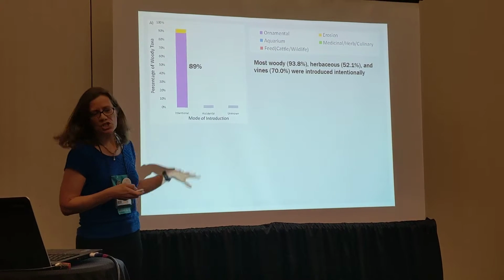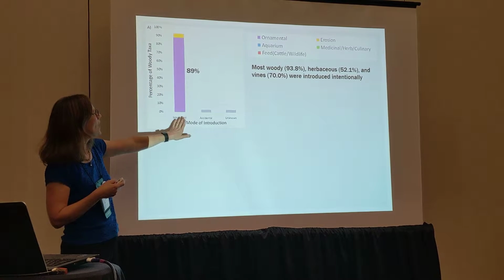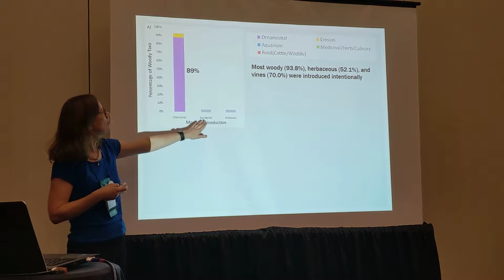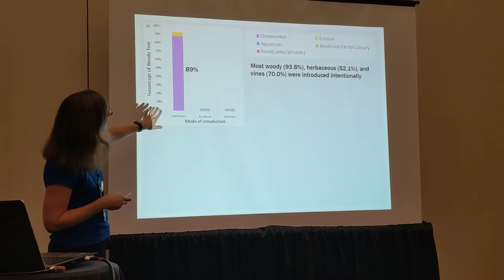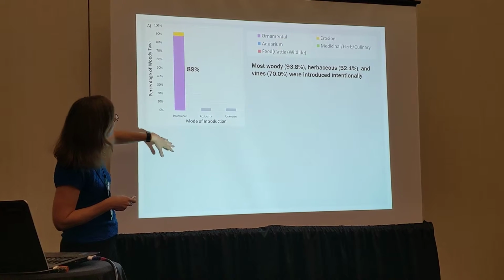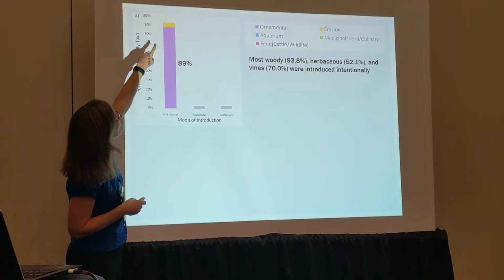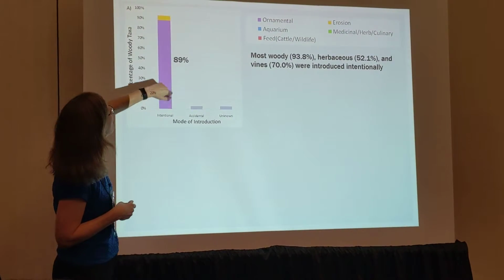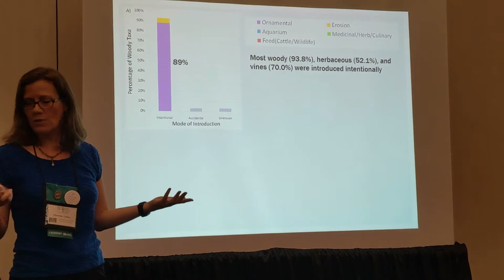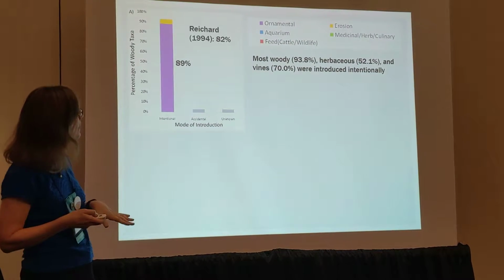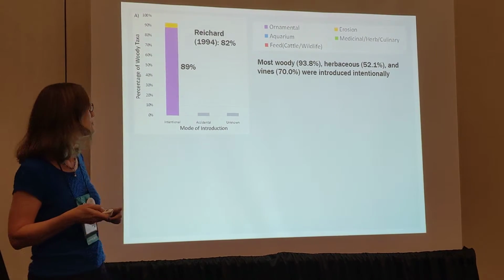So what I'm going to do is show you a graph of each of these categories. Here we have the percentage of woody taxa. In this first category, intentional, accidental, and we had a few little unknowns. It was very difficult to find out. Again, 94% of all of this was intentional, but if you look within the intentional category, we had a few species that were introduced for erosion control, but overall, 89% of all introductions of woodies were for an ornamental purpose. To compare this to Sarah, just as a reminder, she had 82%, so a slight increase.